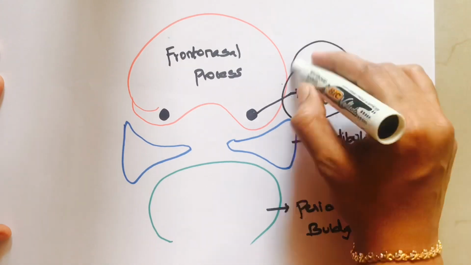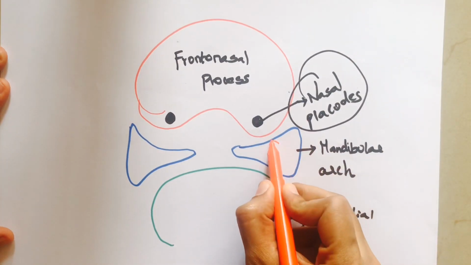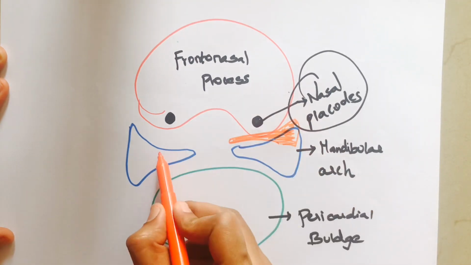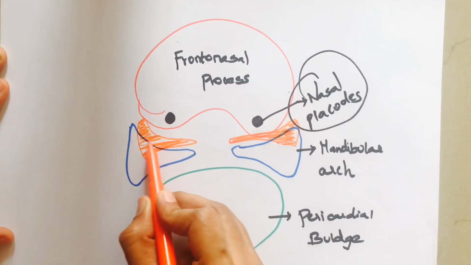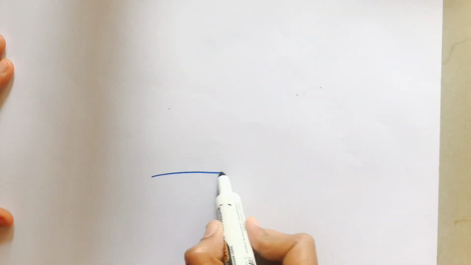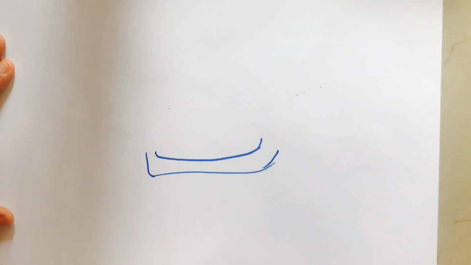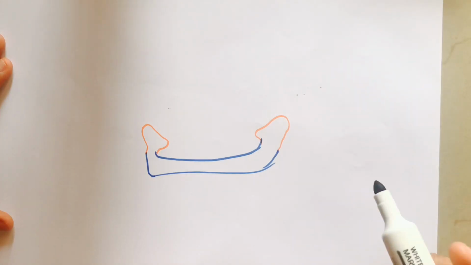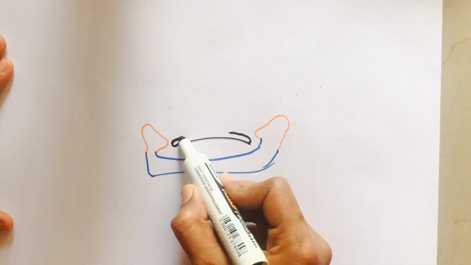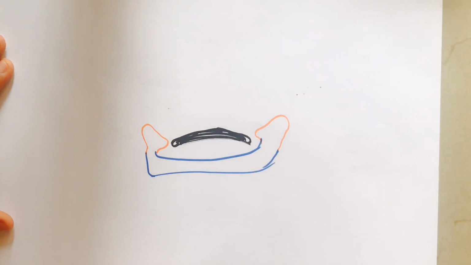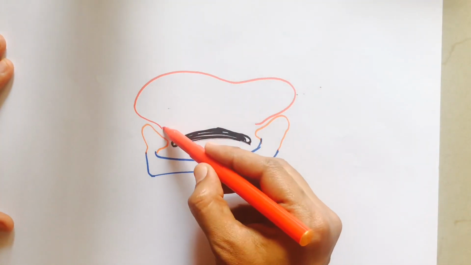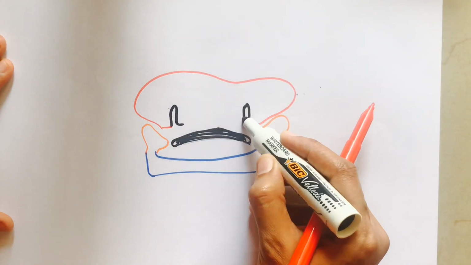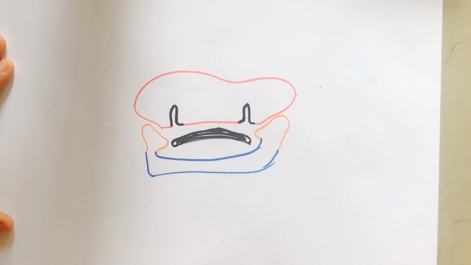A little above the stomodeum are the nasal placodes. The mandibular arch gives a dorsal bud called the maxillary process. So here you can see both the mandibular arches fuse to form the lower jaw, and that projection is the maxillary bud. This is the stomodeum. Above we have the frontonasal process, and here the nasal placodes sink below the surface to form nasal pits.